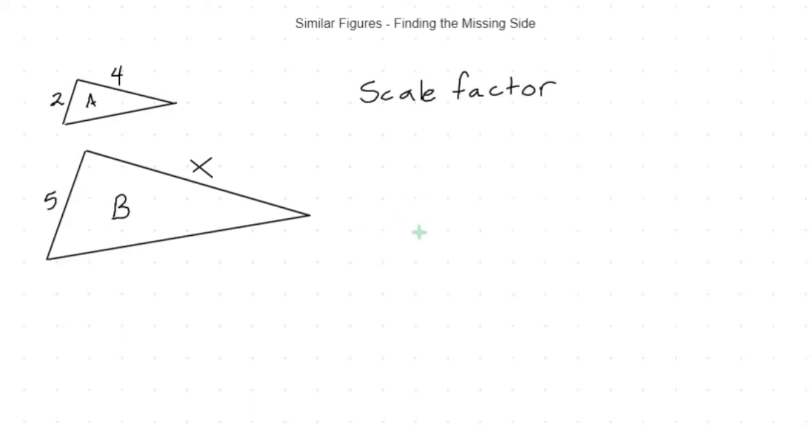Well, how do we find the scale factor? The easiest way to think about it is to think about new over old. A is going to be our old because that's the one we're starting with, and we're going to B because that's where our X is. So we're starting at A as our old, and B is our new.